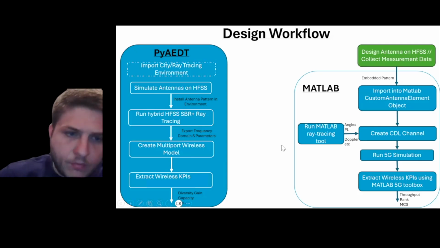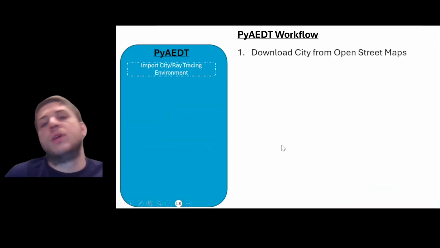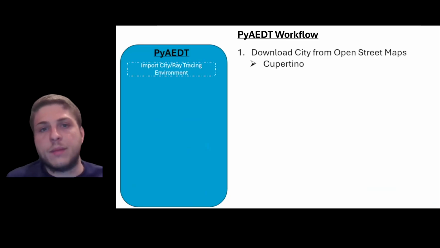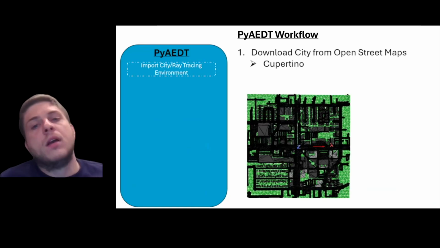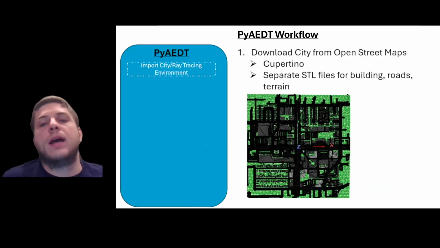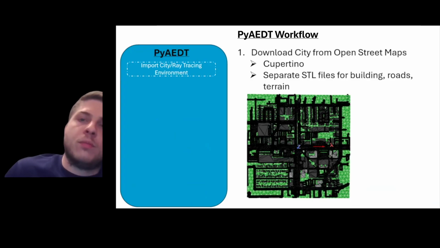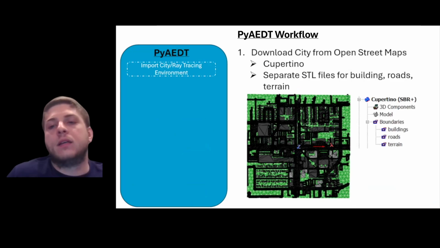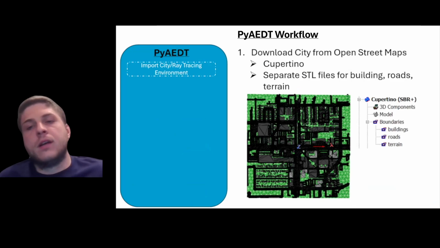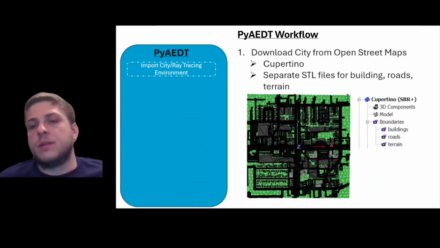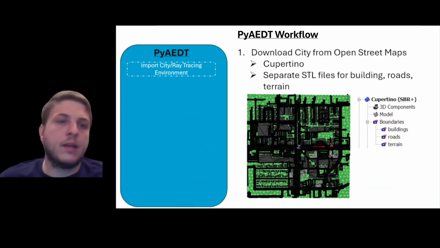So to begin with, we have the city download from OpenStreetMaps. In this example, we're going to be using Cupertino, and in order to do that, you need to obtain the STL files for buildings, roads, and terrain, all obtainable from the OpenStreetMaps. And here you see the HFSS model tree with the boundaries for buildings, roads, and terrain, to which you can assign different material properties.